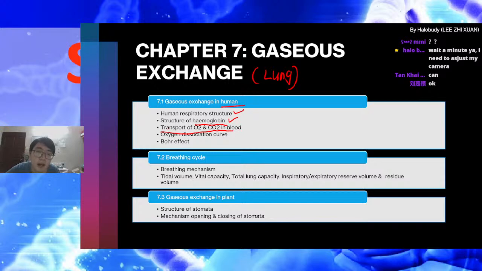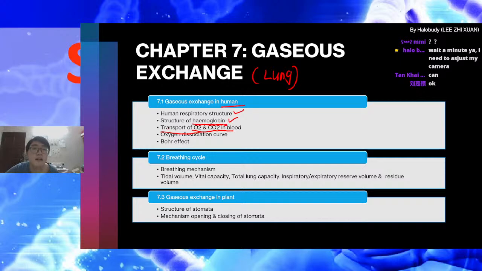How oxygen and carbon dioxide are transported in our blood. We know that oxygen is transferred from the lung to the cells, and carbon dioxide is transferred from the cells to the lung. But how are they transferred? They are transferred through the blood. So how is it done? The main role is played by hemoglobin.